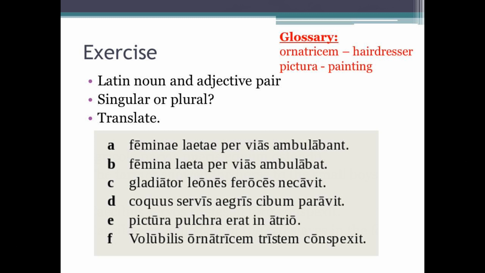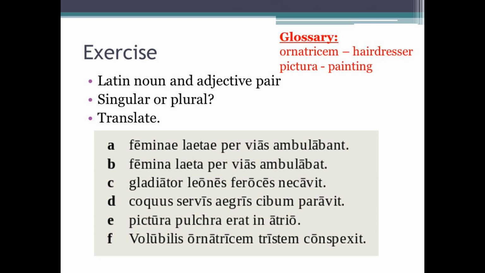So write down the Latin noun and adjective pair in each sentence. Write down whether it's singular or plural, and then translate. So pause the video and have a go at these. Now let's go through the answers.